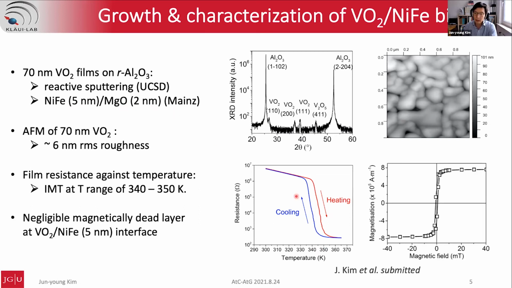sputtering. And then when we characterize this nickel iron film, the saturation magnetization of these films is not too far from the bulk nickel iron value, which confirms that there's a negligible magnetically dead layer formation between the interface of the VO2 and nickel iron.